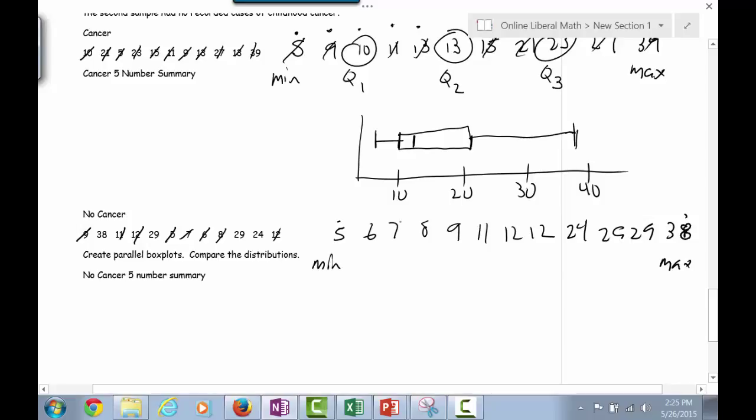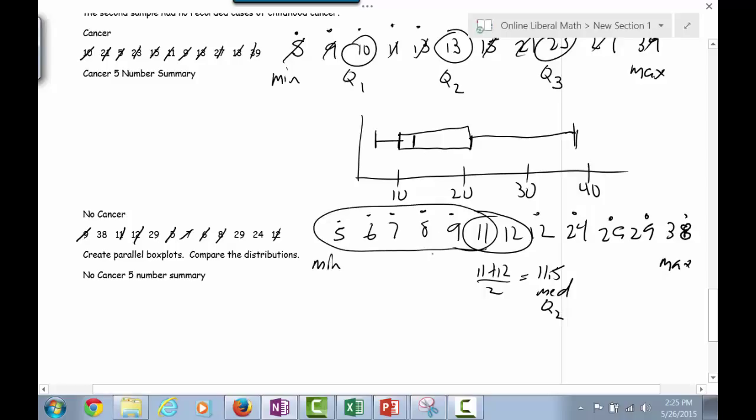Let's see, I'm going to start partnering these up so I can find the median. All right, so those two, 11 plus 12 over 2 is 11.5, so that's our median. It's 11.5, that's our Q2. Then I want to group the bottom half together. 6, 7, 8, 9. So 7 plus 8 divided by 2 is 7.5. That's our Q1.